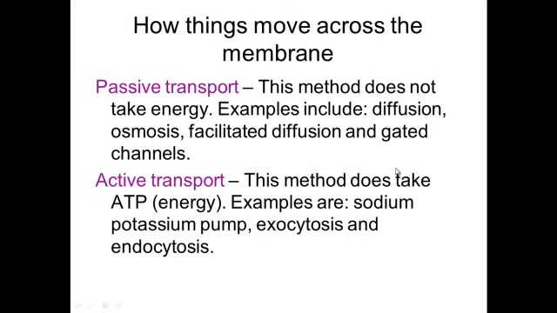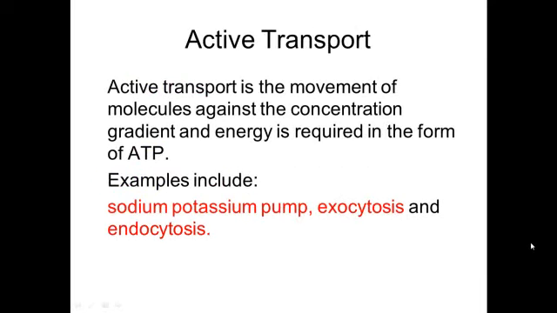There are two main methods that materials move across a membrane. They go through either passive transport or active transport, and there are several examples of each of these. Passive transport does not require energy, and active transport does. The energy form is ATP. Passive transport will include things like diffusion, osmosis, facilitated diffusion, and gated channels. Active transport will include the sodium-potassium pump, endocytosis, and exocytosis. So we're going to talk about each of these.